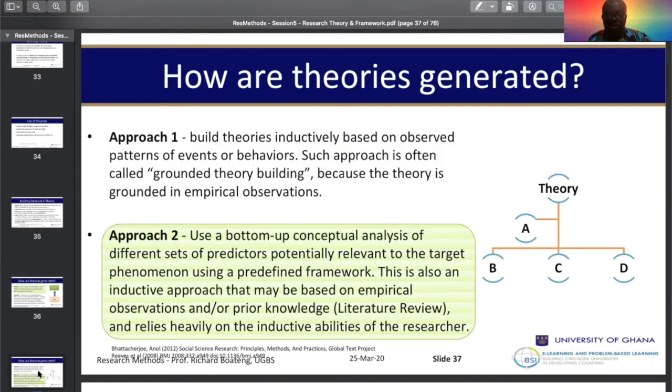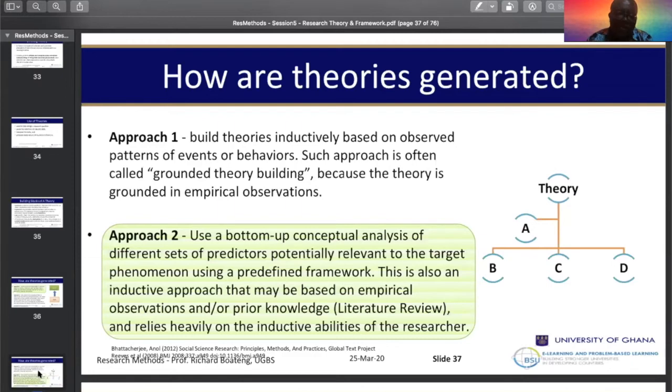He first of all defines the predefined framework, and then takes that framework to the field and uses it to do research and then refines it. Okay. So bottom-up conceptual analysis, different sets of predictors potentially relevant to the target phenomenon using a predefined framework. This is also an inductive approach that may be based on empirical investigations.